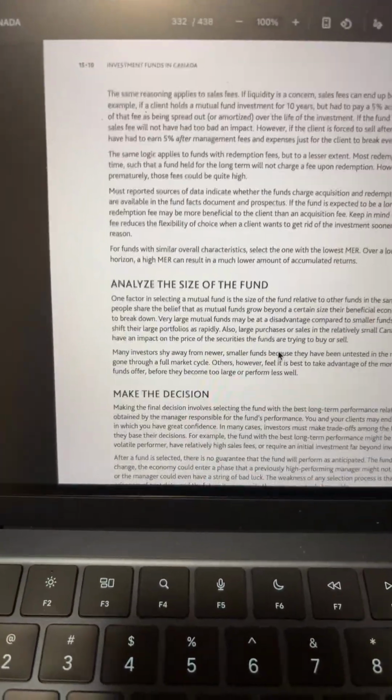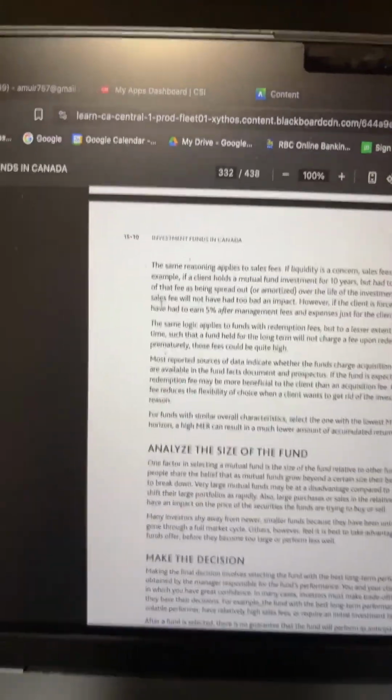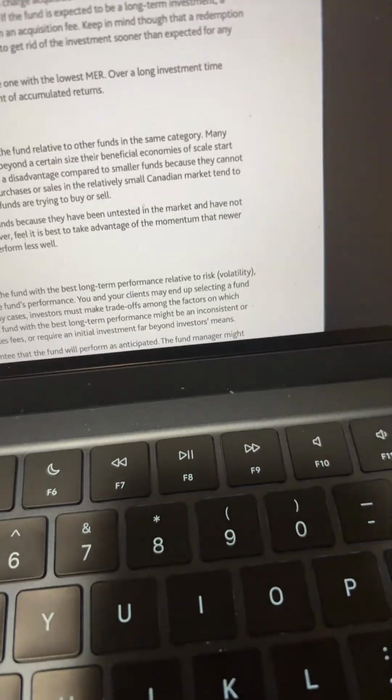Like I was being so annoying. I'm just trying to get the studying done. Just check this out. We're at chapter 15 out of 18. We got 5 more pages to go. So we're at analyzing the size of the fund. Yeah, chapter 15 of 18. We've been grinding. It's been slow, but steady. So chapter 15, 16, 17, 18. So 4 more chapters. Where were we here?